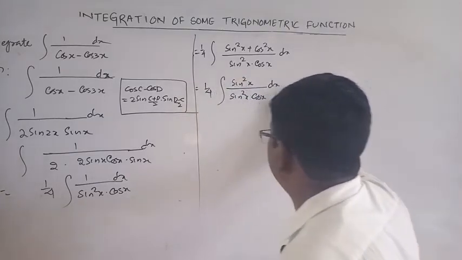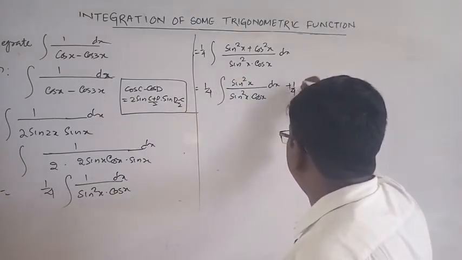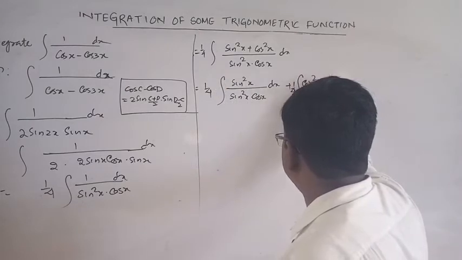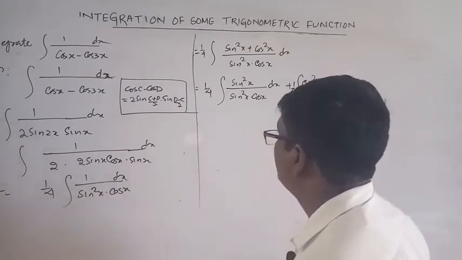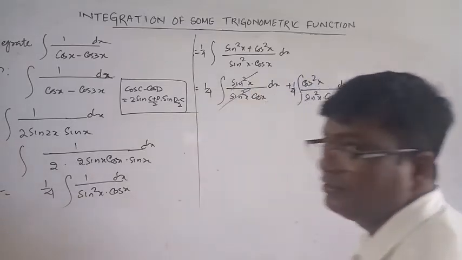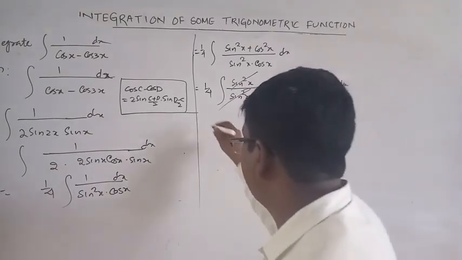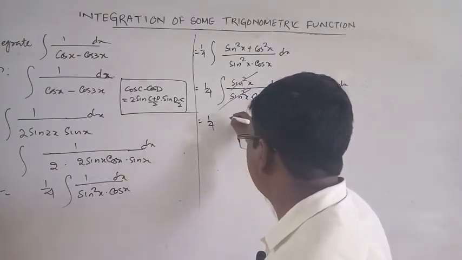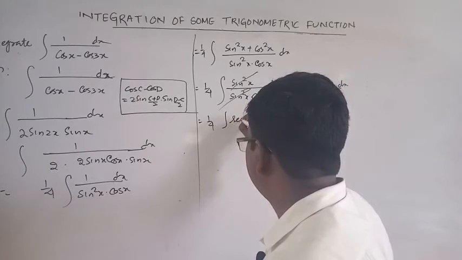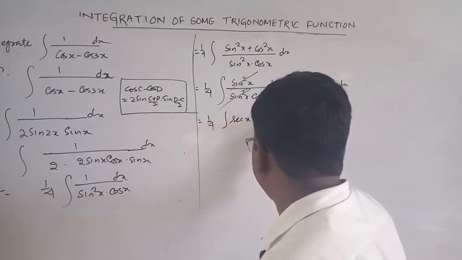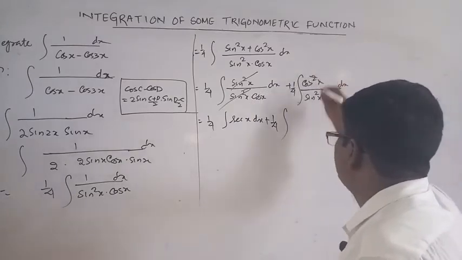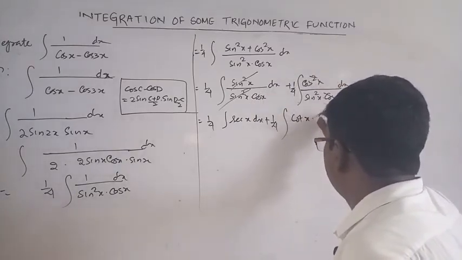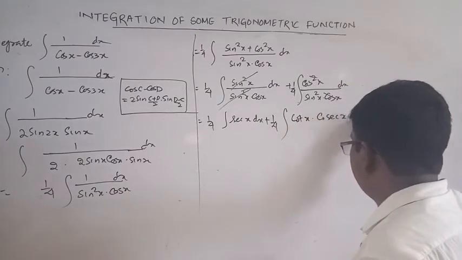Again 1 by 4 into cos square x divided by sin square x into cos x dx. So sin square cancels. So 1 by 4 into 1 by cos means what? Sec x dx plus 1 by 4, and this cos x cancels. So this is cot x into cosec x dx.